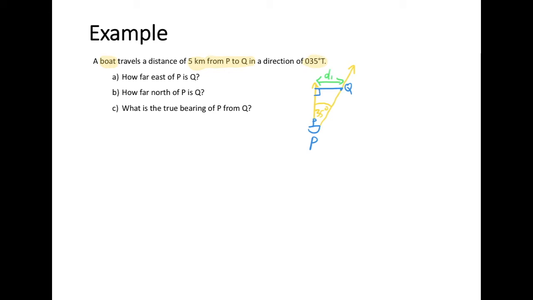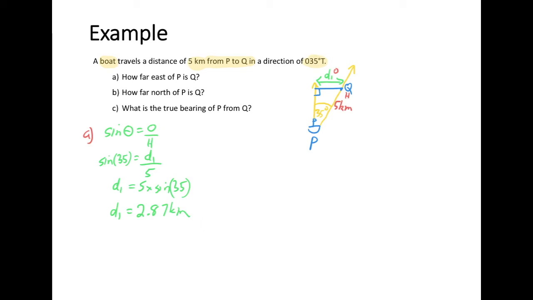So because I have formed a right angle triangle, I can use trigonometry to help me to work out what that distance is going to be. And using my angle of 35 degrees, and I know that the boat traveled 5 kilometers, I can use opposite and hypotenuse. So I can use sine to help me work out what that distance east is going to be. So writing the formula, sine of the angle is equal to opposite over hypotenuse. So sine of 35 degrees is going to equal the distance over 5. So the distance will equal 5 times sine 35. So the distance east between P and Q is going to be 2.87 kilometers.